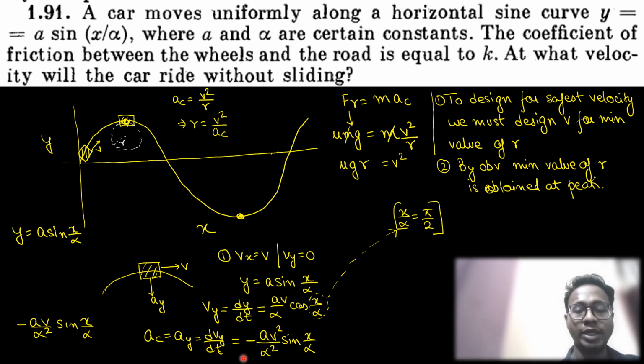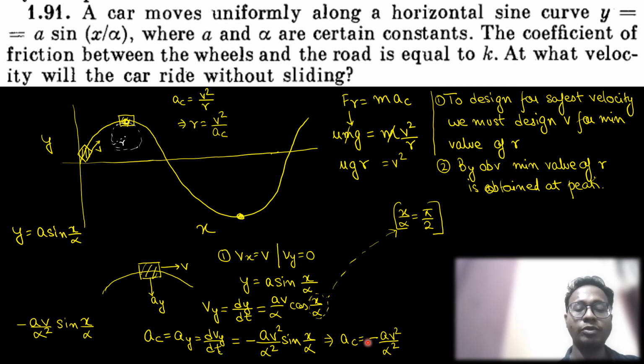And what is the y component of velocity? 0. So from the y component of velocity we got x by alpha is equal to pi by 2. If we put x by alpha is equal to pi by 2, sine pi by 2 is nothing but 1. So the centripetal acceleration at the topmost point is minus av square by alpha square, and this sine x by alpha at pi by 2 becomes 1 because sine pi by 2 is equal to 1. So if we put the value of centripetal acceleration here, can I get the radius of curvature?